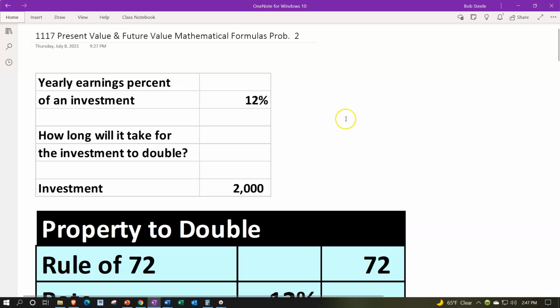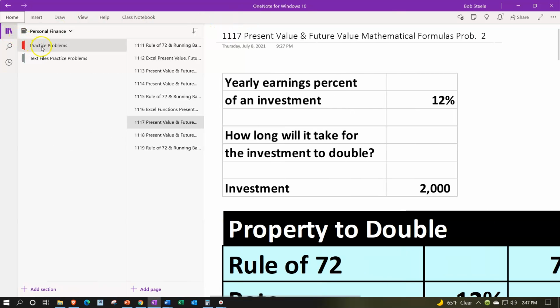Here we are in OneNote. If you have access to OneNote and would like to follow along, you're not required to, but if you would like to, we're in the icon on the left-hand side. We're in the Practice Problems tab, down in the 1117 Present Value and Future Value Mathematical Formulas Prob 2 tab.